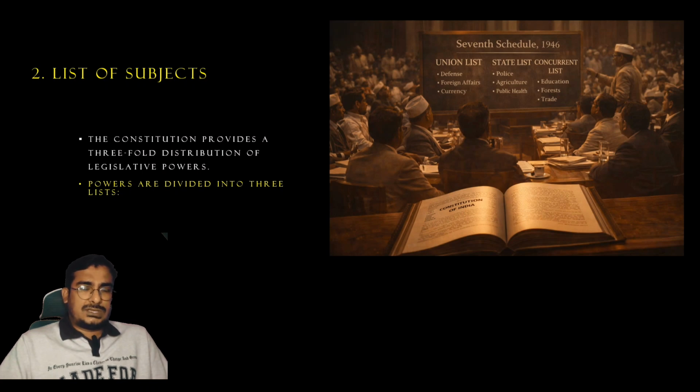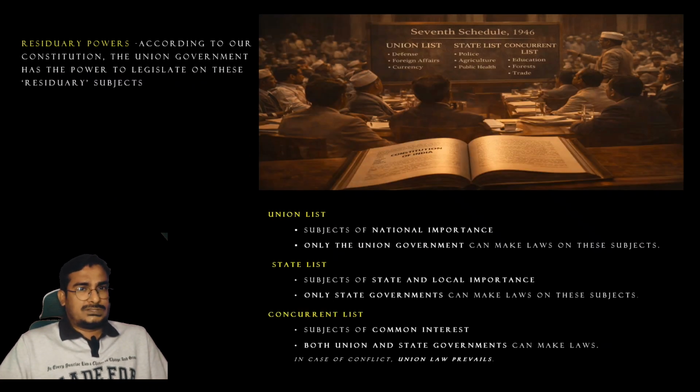Union list of subjects generally are of national importance, like for example, army, currency, banks, external affairs or foreign affairs. All these come into union list. Only the union government can make a law on these subjects. State governments would not be able to do anything regarding this.